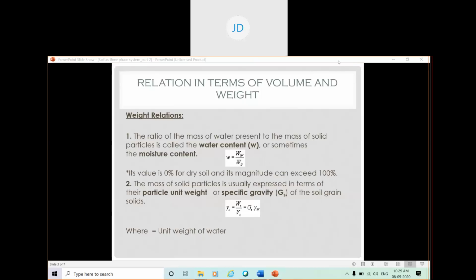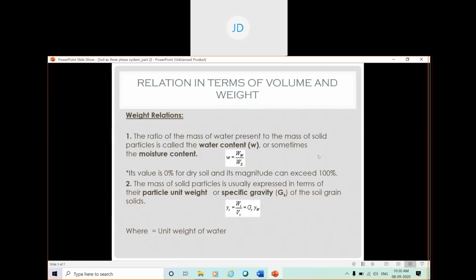Mm, yeah, so you can use multiply by 100%. Okay, so since this water content um, expressed in terms of percentage, fine.